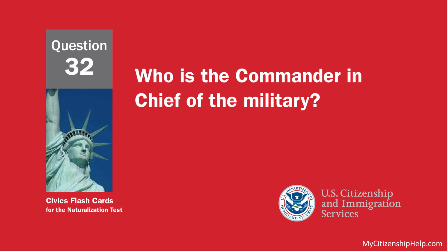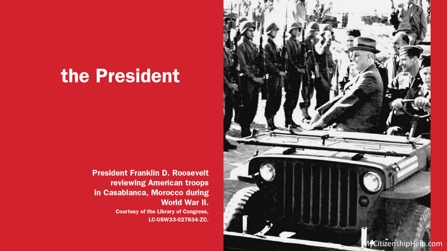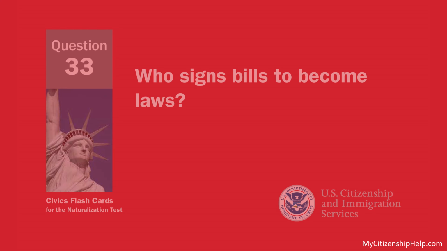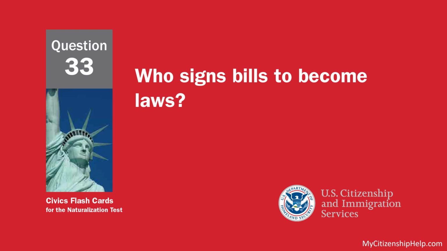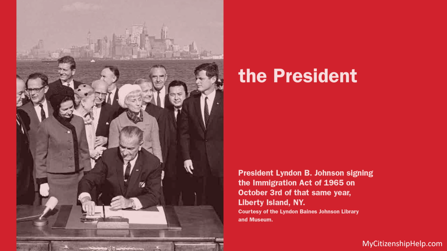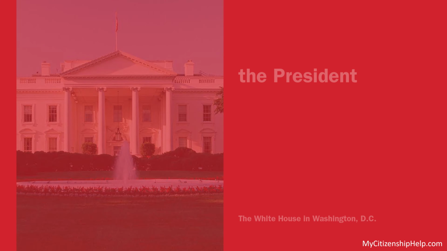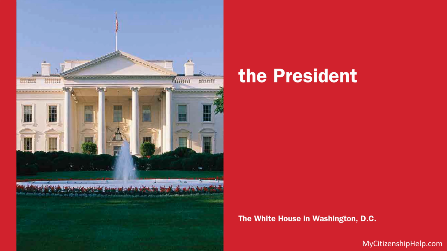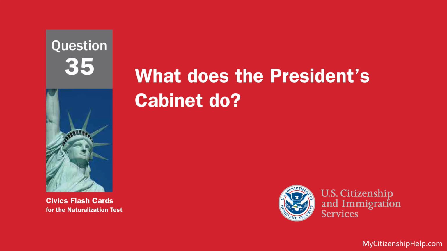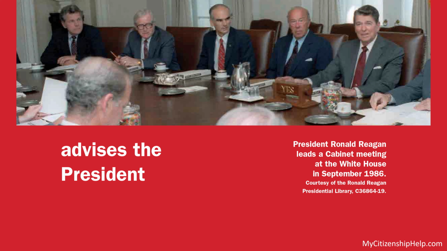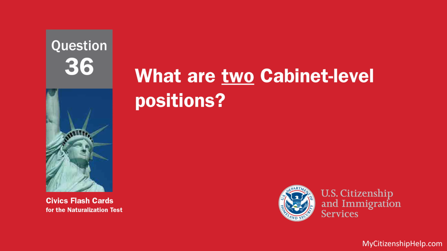Who is the Commander-in-Chief of the military? The President. Who signs bills to become laws? The President. Who vetoes bills? The President. What does the President's cabinet do? Advises the President. What are two cabinet-level positions?